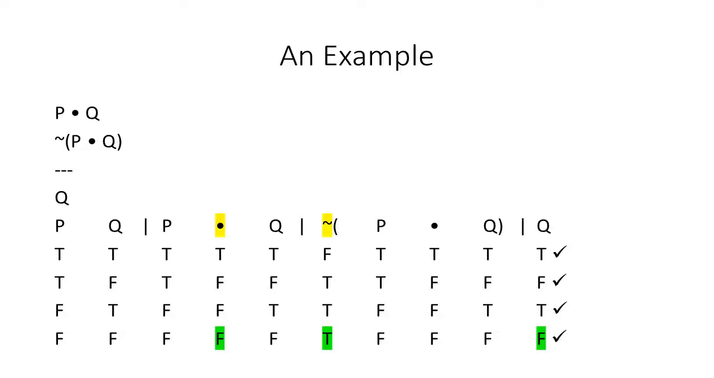Okay, so let's think about this. Is there any row where the premises are true and the conclusion's false? No. We have 4 checks. But is there any row where the premises are true and the conclusion's true?